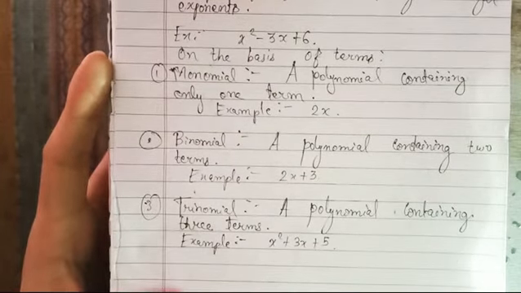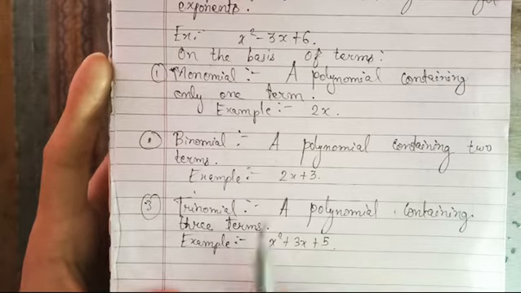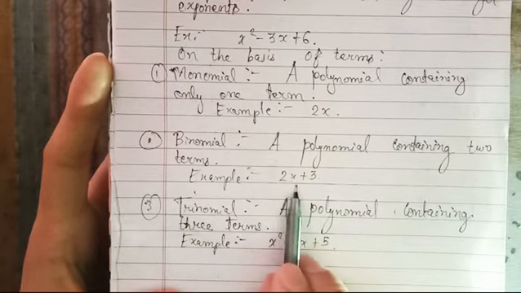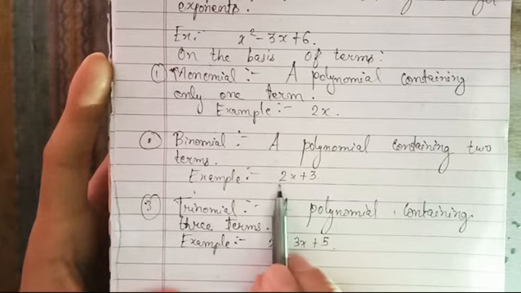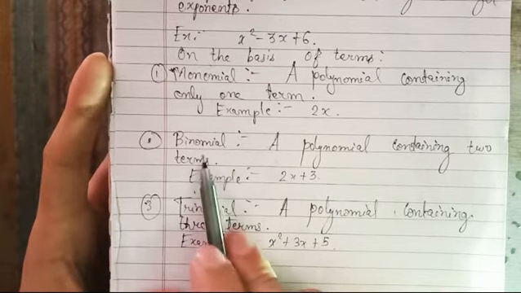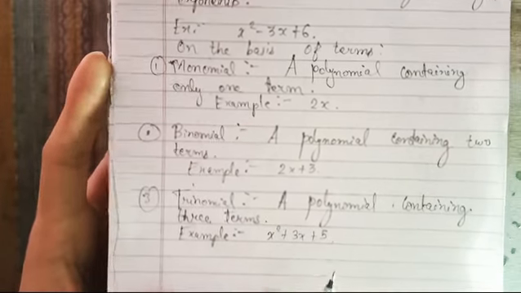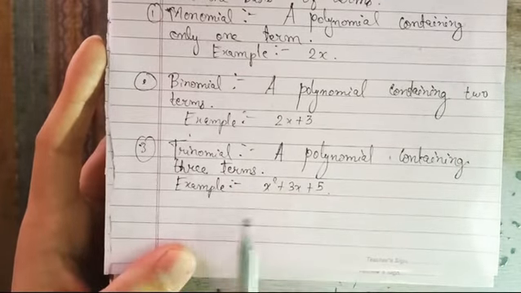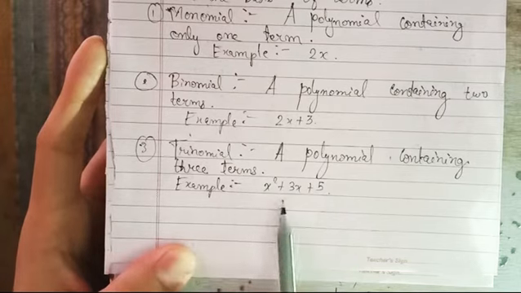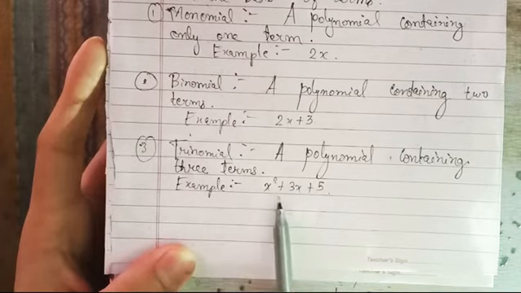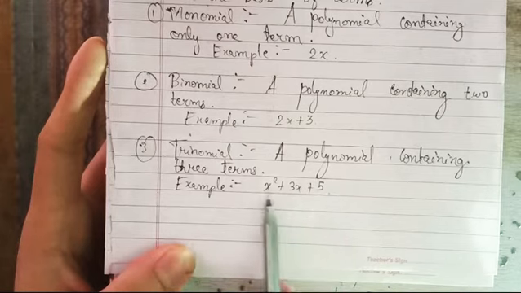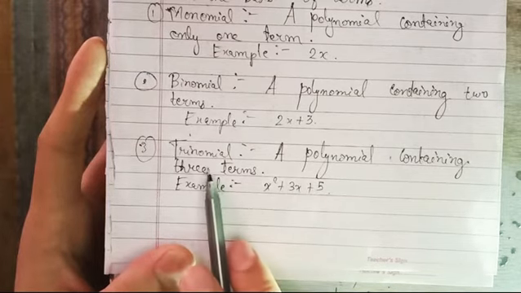Second, binomial. A polynomial containing two terms is called a binomial. For example, 2x plus 3. How many terms are there? 2x is the first term, this one is the second term. Two terms are there, that is why it is a binomial. Third, trinomial. A polynomial containing three terms is called a trinomial. For example, x square plus 3x plus 5. How many terms are there? 1, 2, 3. So it is called a trinomial.